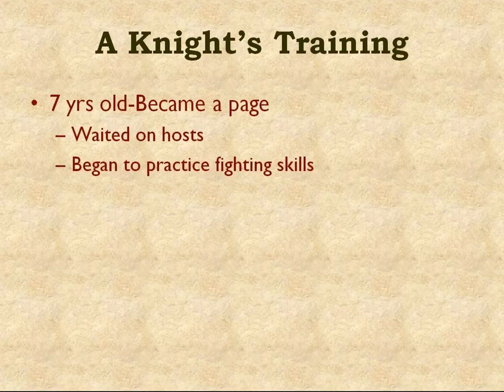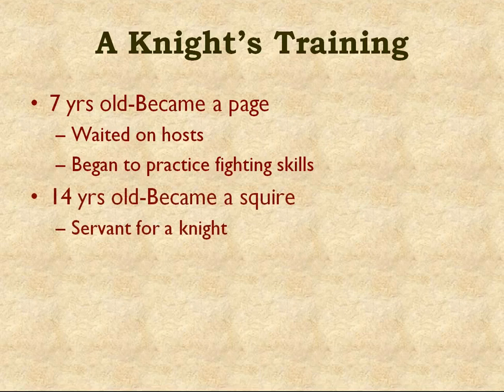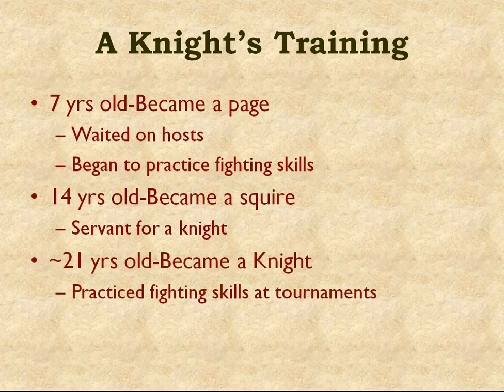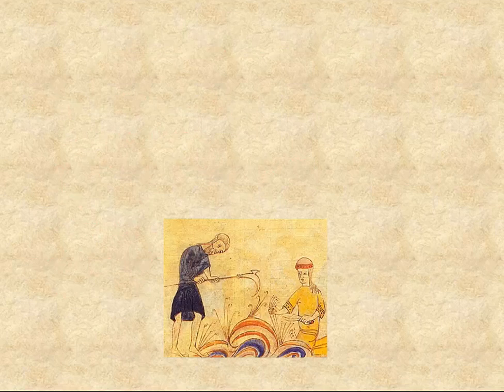In order to become a knight, you had to have specific kinds of training. At the age of 7, you would be sent to the castle of another lord where you would become that lord's page, where you would wait on your host and begin to practice some of those fighting skills. At the age of 14, you would become what was known as a squire, that is a servant for a knight. And then at 21 years old, you would become a full-blown knight, and you would practice your fighting skills at tournaments. Think jousting, and those kinds of knightly games that you've probably seen in the movies.